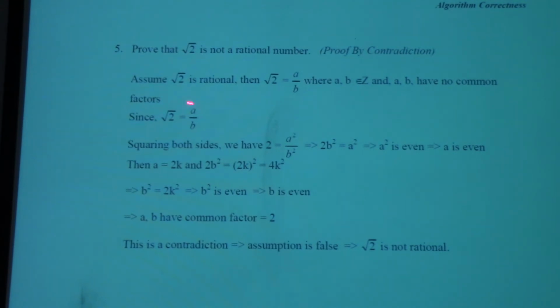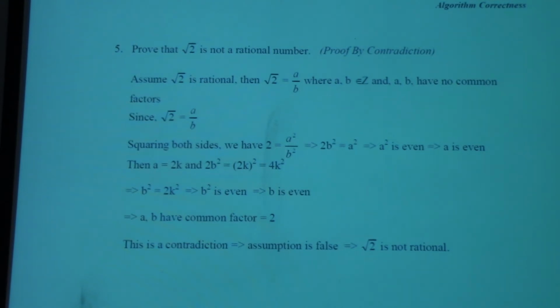So we have this situation. What we can do is take this equation and square both sides. Squaring radical 2 gives me 2. Squaring a over b gives me a squared over b squared. And that gives me, by cross multiplication, 2b squared is equal to a squared, which implies that if a squared is even, then a is even.